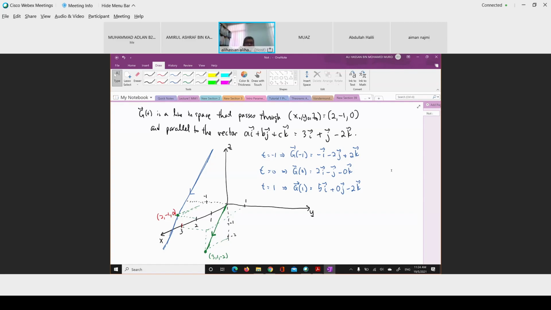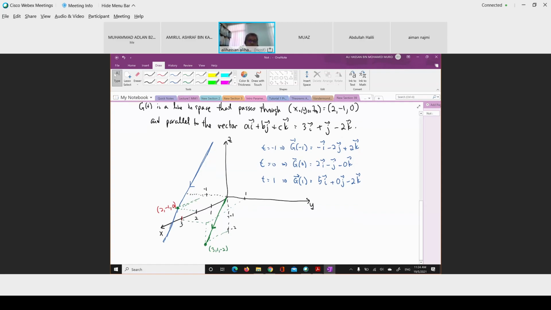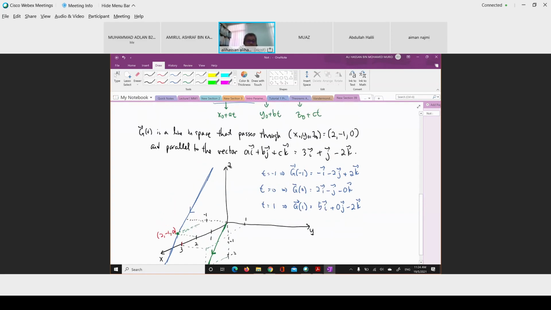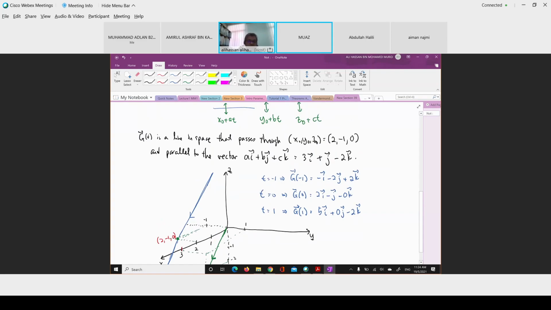So it is easy to sketch a line in space if we know which point it passes through and to which vector it is parallel. Yeah. Do you have any question? Yeah.